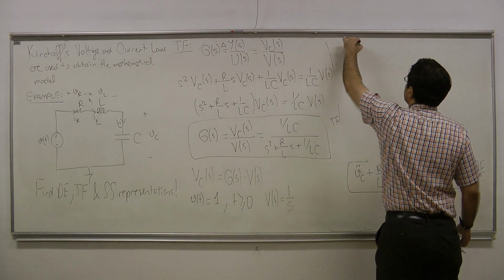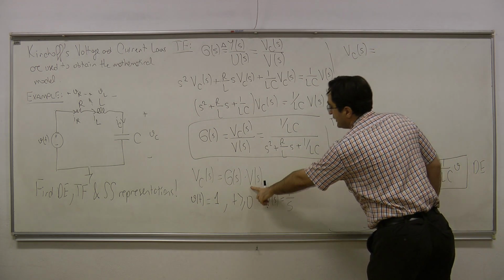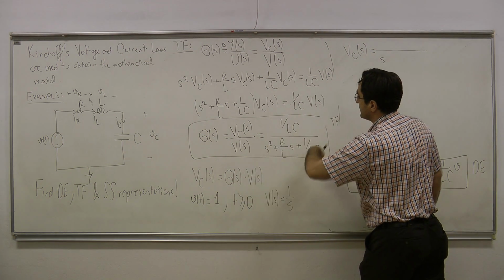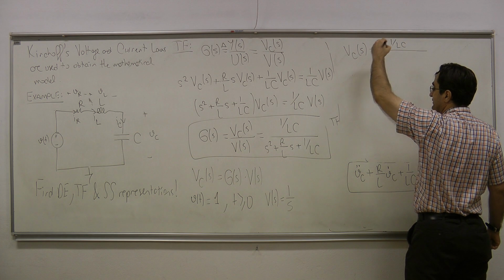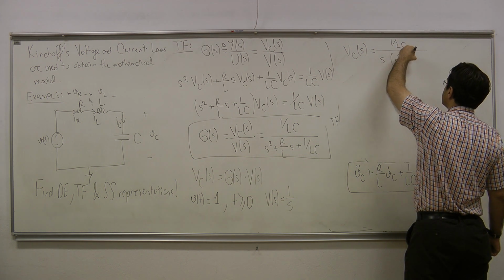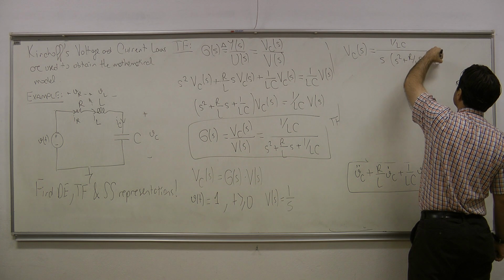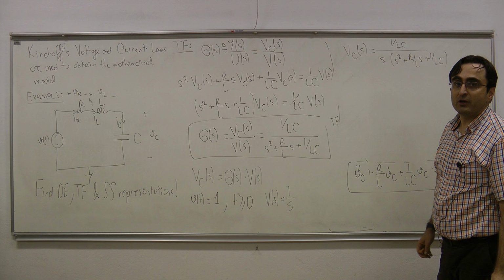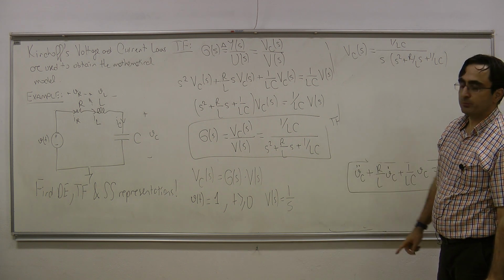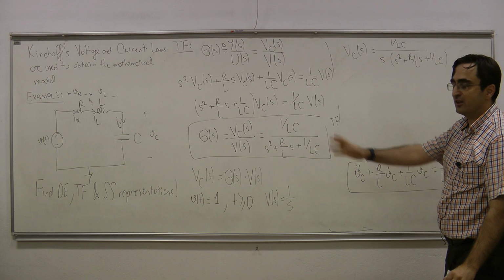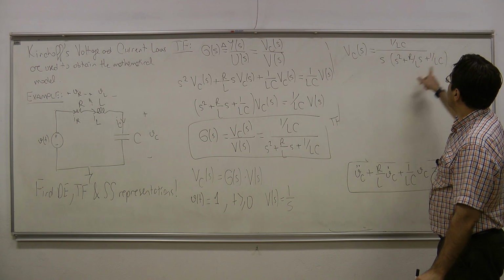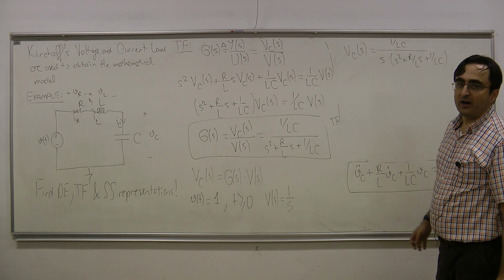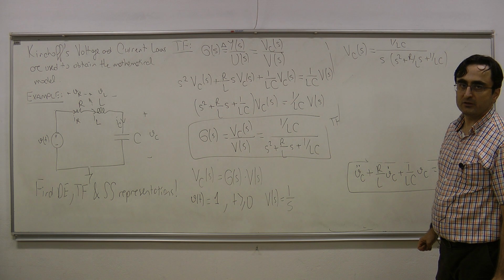Vc of s is going to be, V of s is 1 over s, so I have 1 over s, times the transfer function, 1 over LC, over s squared plus R over L s plus 1 over LC. Okay? So you see, this is the Laplace transformation of the output for the unit step input. For constant input voltage, this is the output Laplace transformation. So you can actually try to find the time function corresponding to this Laplace transformation.